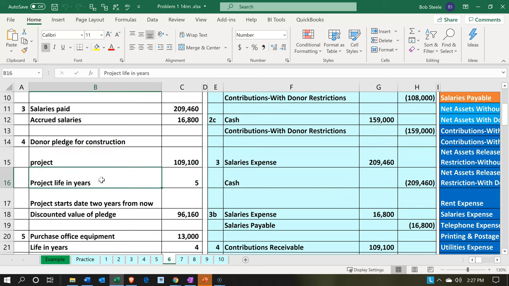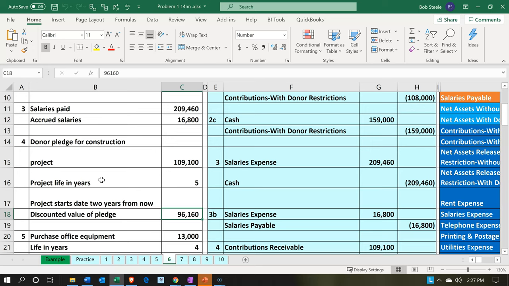So the project life is going to be 5 years. Project start date is 2 years from now. Discounted value of the pledge is 96,160. All right, what does that mean? That means that someone's going to give us a pledge. So we're imagining a scenario where we're going to get a pledge. However, that pledge is going to be restricted to a construction project.